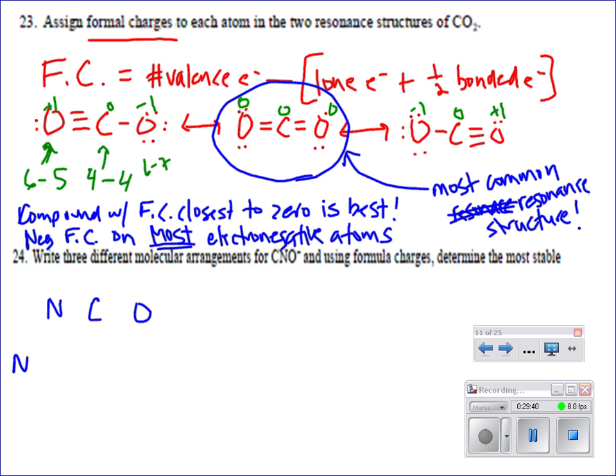Needed, available, shared. We're going to draw all the resonance structures and figure out which one is the best. It says, write the 3 different molecular arrangements and, using formal charges, determine the most stable. 8 times 3 is 24. This has 5 plus 4 plus 6, plus 1, it is 15. I'm like, whoa, what's wrong? So plus 1, because it is negatively charged, is a 16. So we're going to share 8.